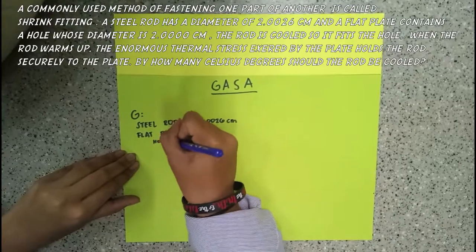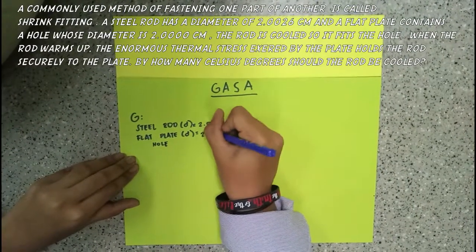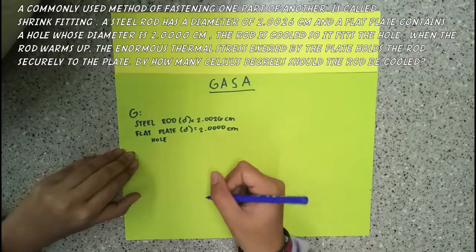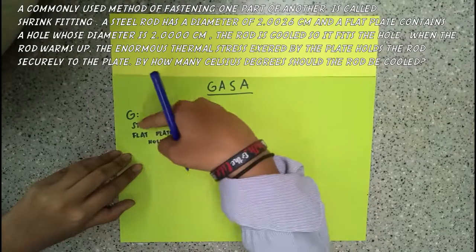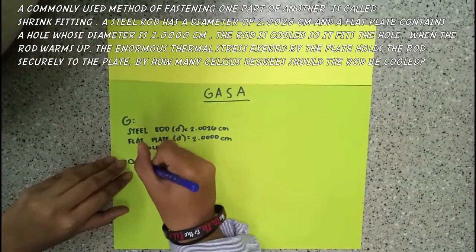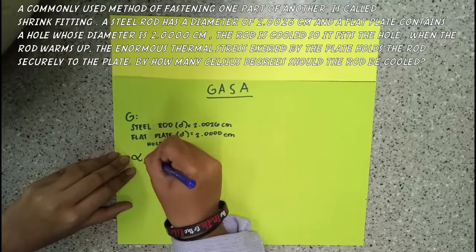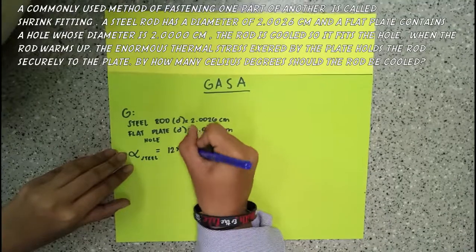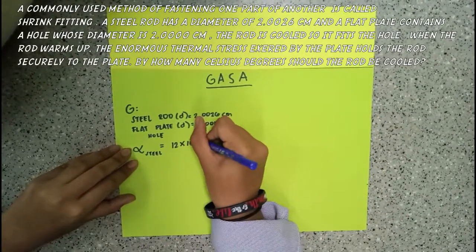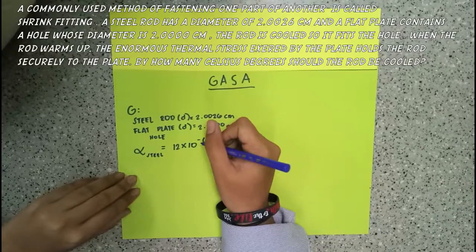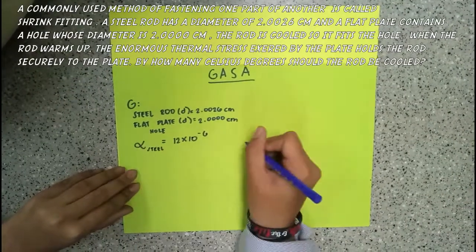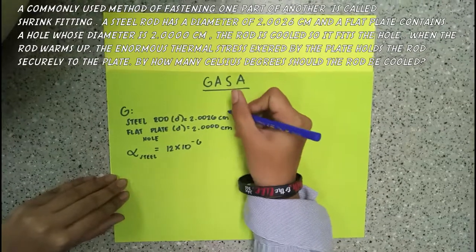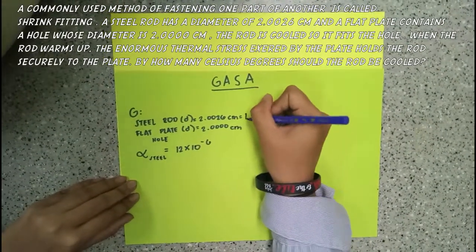Keep in mind that what happens after the given is asked. Keep in mind, since we're dealing with a linear expansion, we have the alpha of steel, which is equivalent to 12 times 10 to the power of negative 6. Alpha is a constant depending on what type of metal you're using. So since we're using steel here, that's what the alpha of steel is equivalent to.